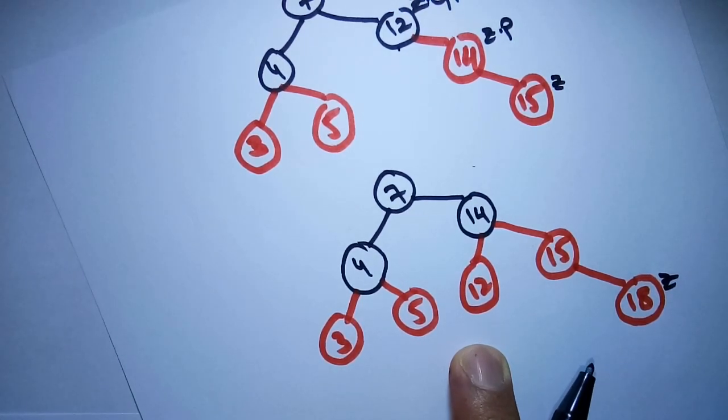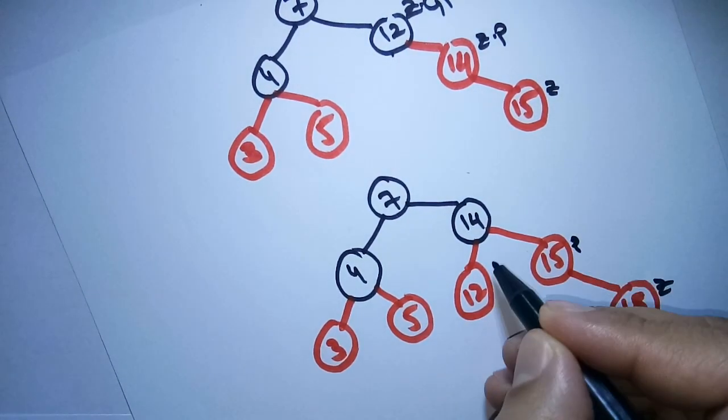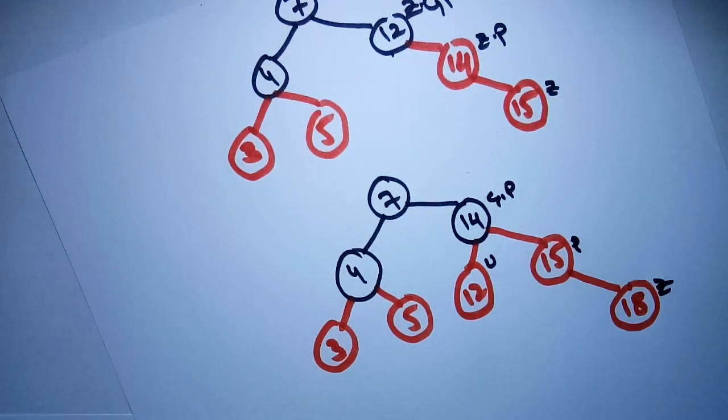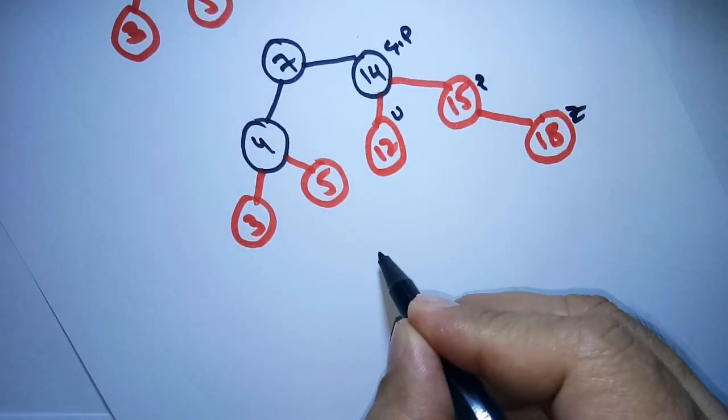Rule number 2 says what you need to do is just change the color of parent, uncle and grandparent. So this is parent, this is grandparent, and this is uncle. So you need to change the color of these three. That's it. So let's redraw this tree.